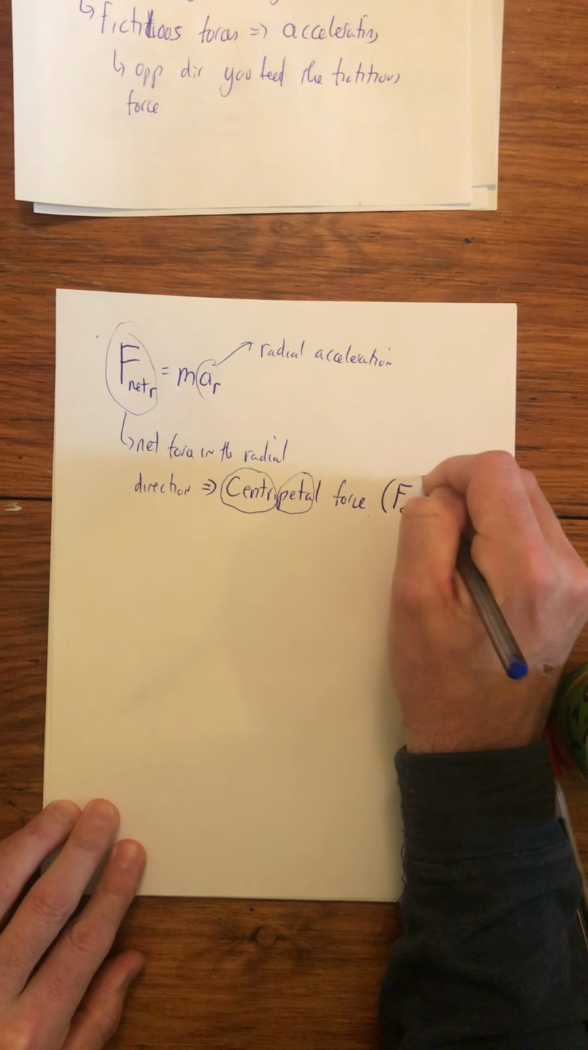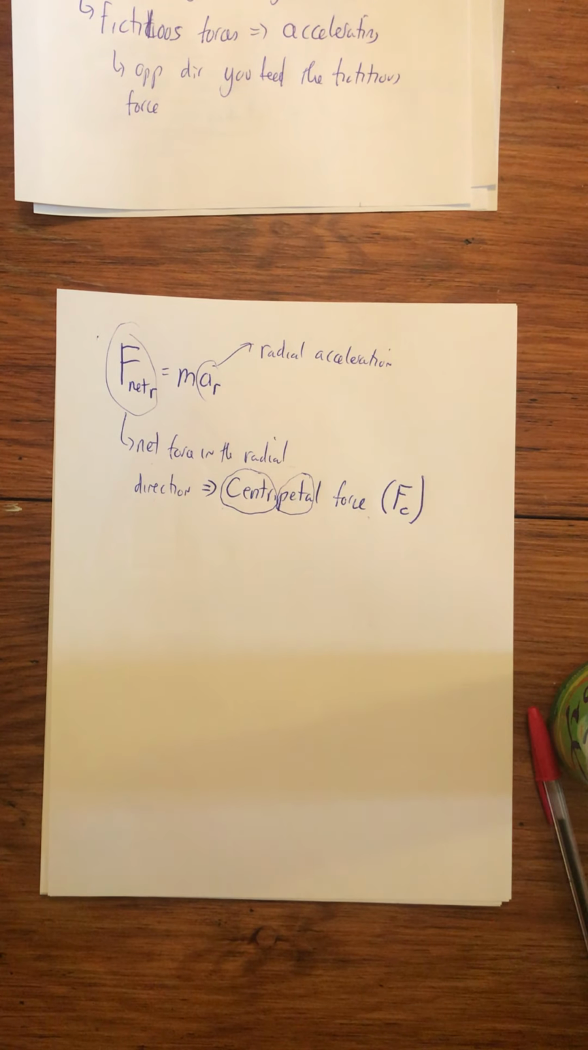Now, the reason why I hate that is because it makes people think that the centripetal force is a type of force. It's not. It's the net force in the radial direction. So for example, when I twirl my keys over my head, the tension is the net force, it's the centripetal force. Gravity for the moon, pulling the moon in orbit around the Earth, is the centripetal force.